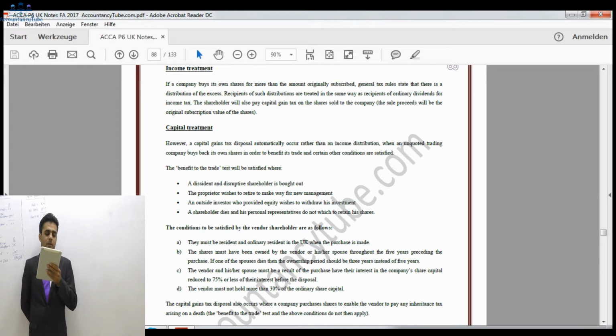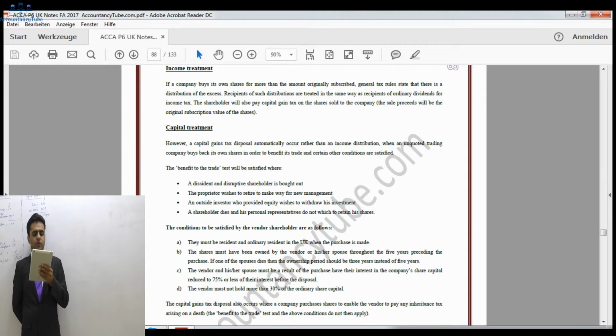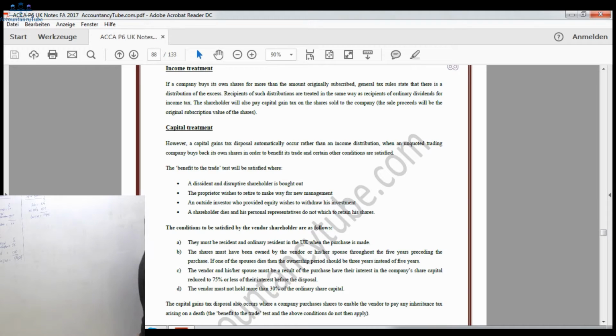Likewise, the second says the proprietor wishes to retire to make way for new management. Now, if the proprietor wants to sell the shares so that the new management can come, in that case as well. An outside investor who provided equity wishes to withdraw his investment, and a shareholder dies and his personal representatives do not wish to retain his shares, in that case as well.